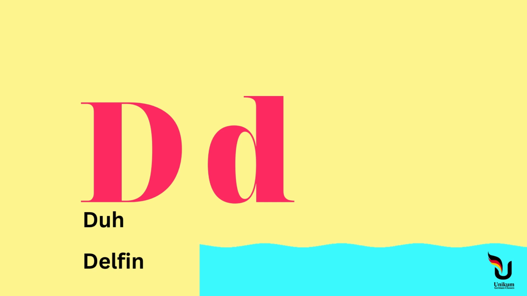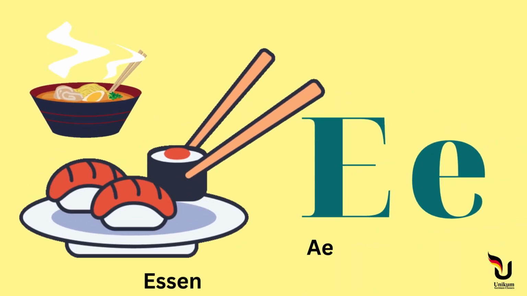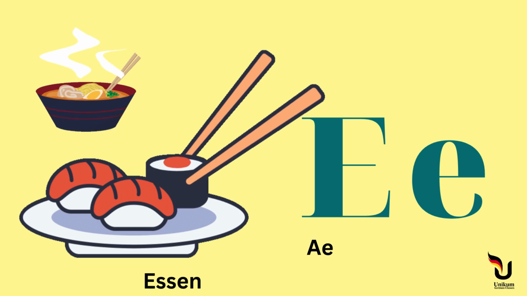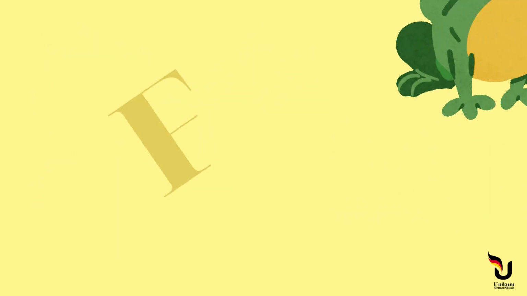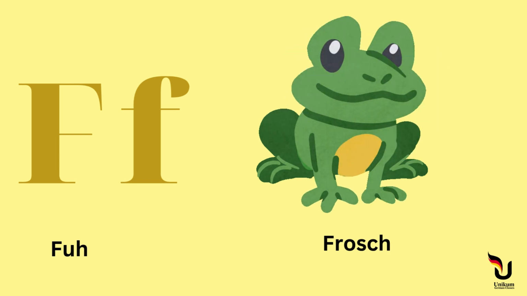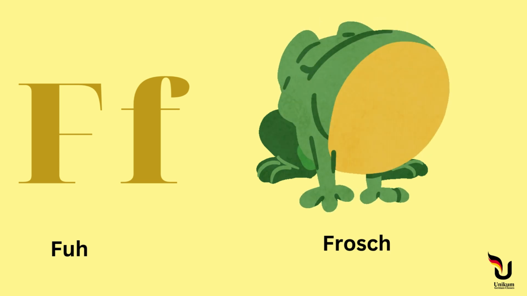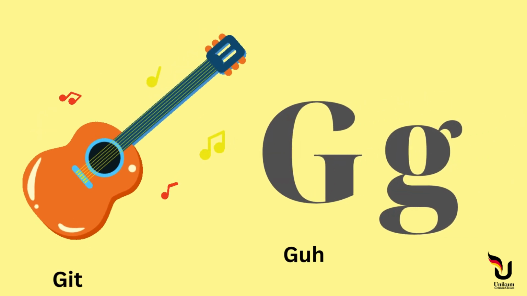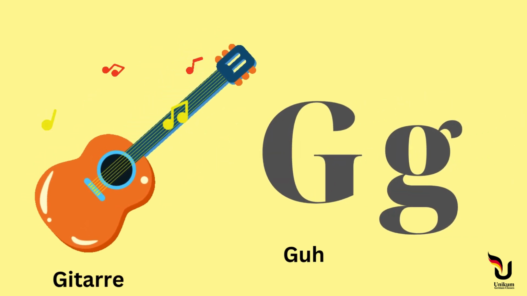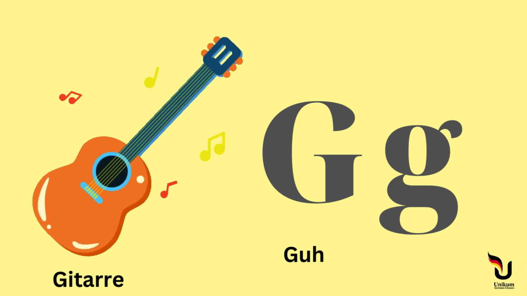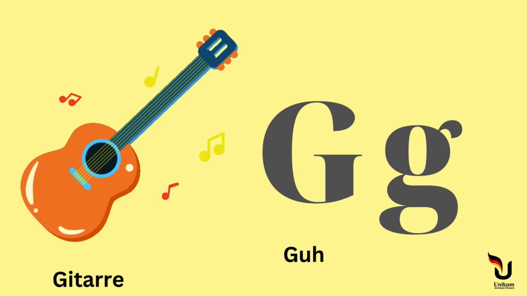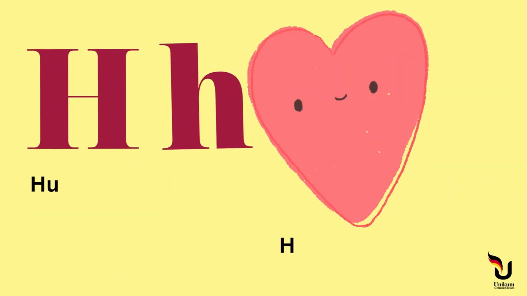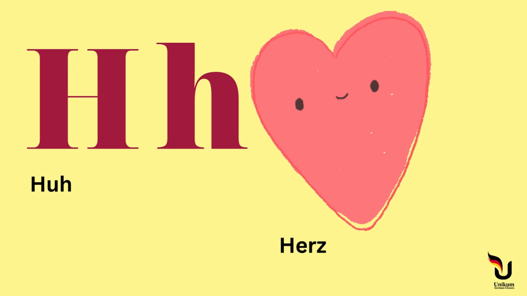The word is Delphin. The letter E is pronounced as its standard pronunciation E. So the word is pronounced as Essen. The letter F has pronunciation F. The word is Frosch. The letter G has two common pronunciations, G and Sh. However, in this word, it should be pronounced as G. The word is Gitarre. The letter H has pronunciation H. The word is Hands.